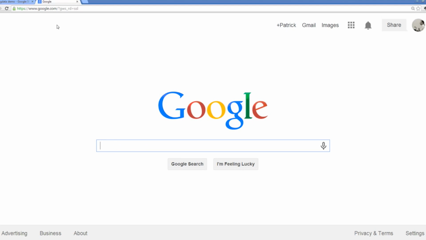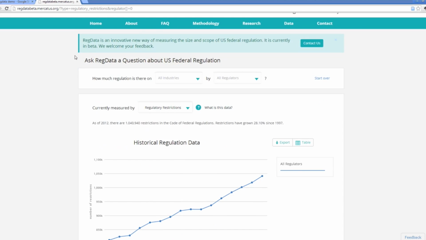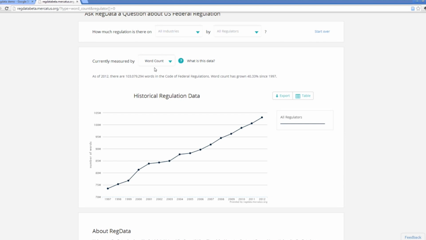So here online, go to RegData, beta.mercatus.org. Soon that'll be at regdata.org. And here you see the default graph that's loaded up is not showing us word count. We've got to switch, in this box, from restrictions to word count. Can you see that at all back there? A little bit? All right, well, we've changed the graph to show us word count now. So you can see the graph at least.